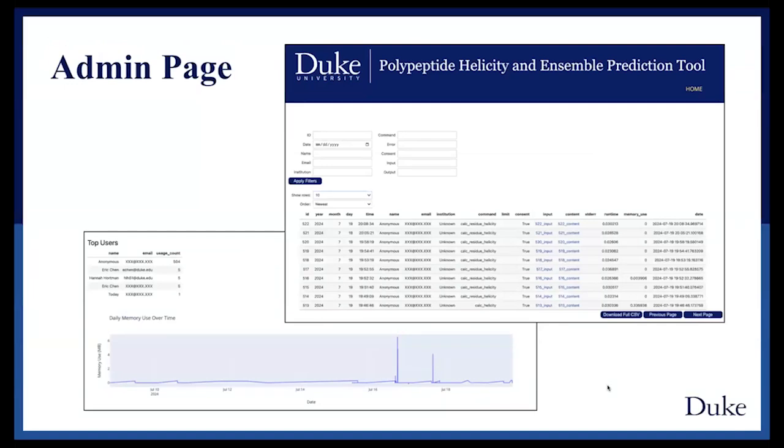This is the admin page, and here we can query through the entries. And for the input and output, we are using Amazon S3 to be able to create URLs, which we can open and install. And we also can see the frequent users as well as the memory use. And now I'll pass it on to Marco to speak on authentication.